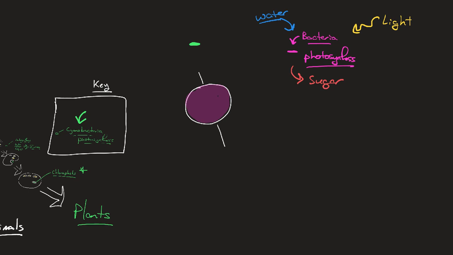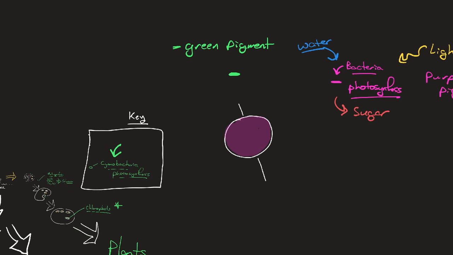It outcompeted them. It didn't kill them directly. It just took up all the space, all the resources. It used a green pigment. Obviously, the purple bacteria used a purple pigment, right? These are pigments. This one used a green pigment.